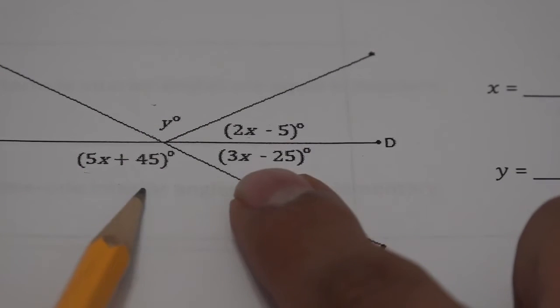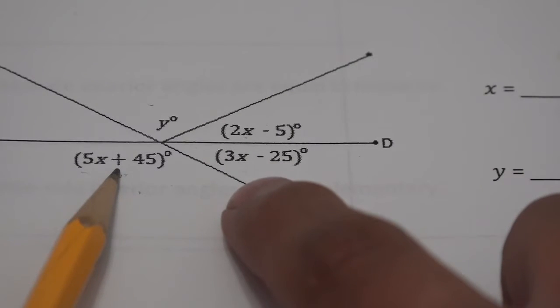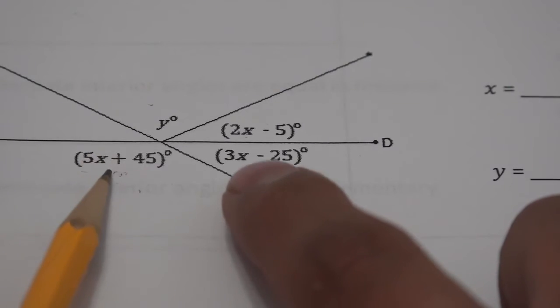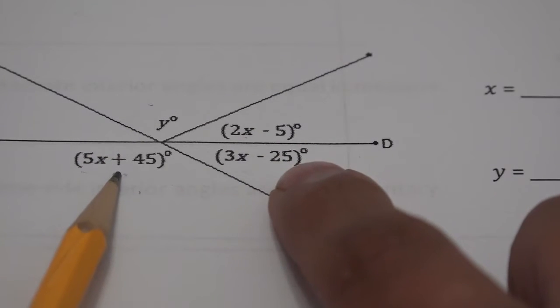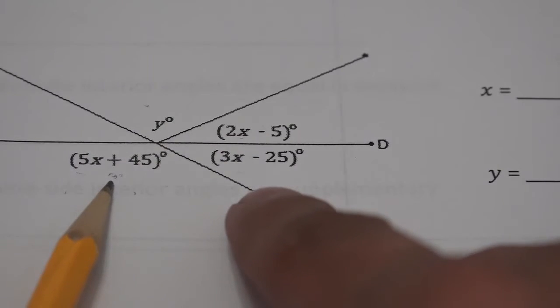Oh wait, look at the bottom one. This one and this one is also 180. And I can equal them to each other. I mean, equal them. I can add them up and equal them to 180. Okay, so then you know what? Add them up, set up the equation, add them up, equal them to 180.